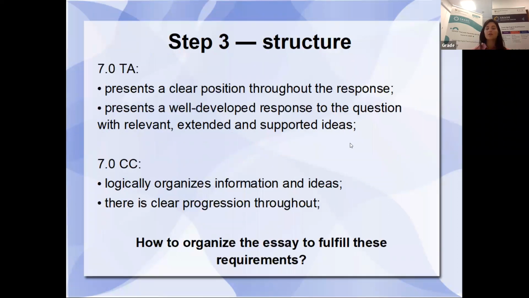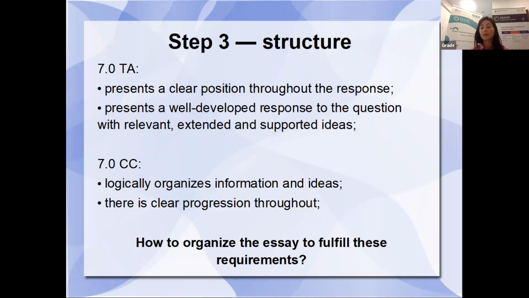The next thing to think about is structure, how to organize everything. So we have our position and we need to make it clear throughout the essay, which is number 1 point in Band 7 descriptor of task achievement. We need to present a well-developed response to the question with relevant, extended and supported ideas. And it should be logically organized, and there should be a clear progression throughout. Yeah, so we have introduction, which tells the reader what the rest of the essay will be about. And we should have a clear progression throughout.